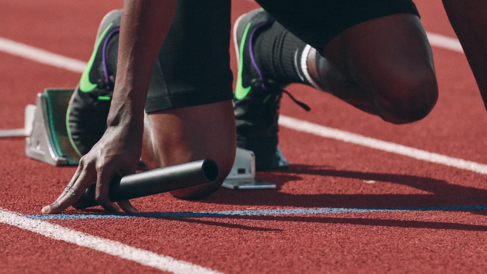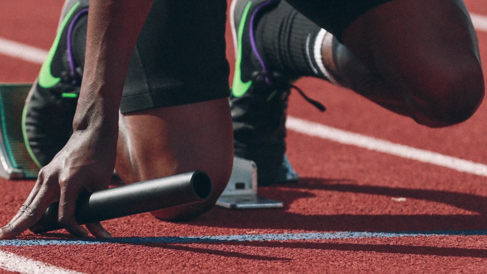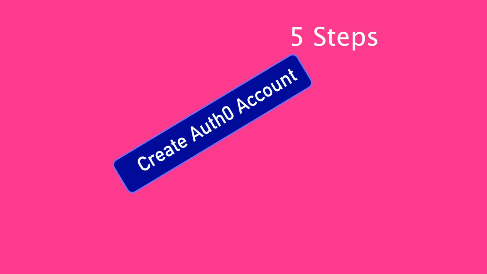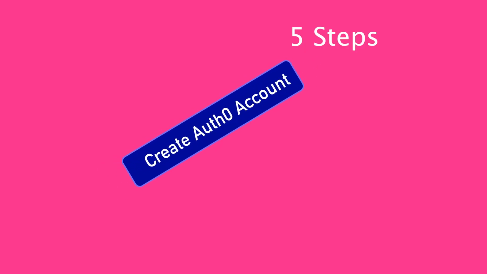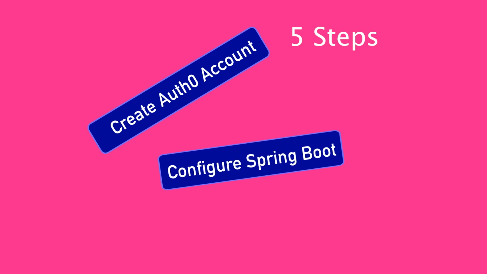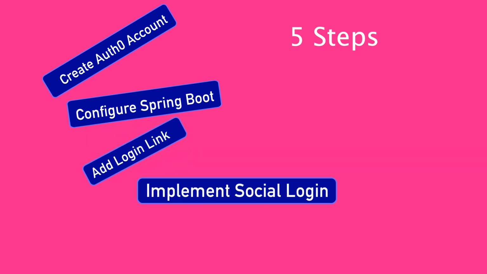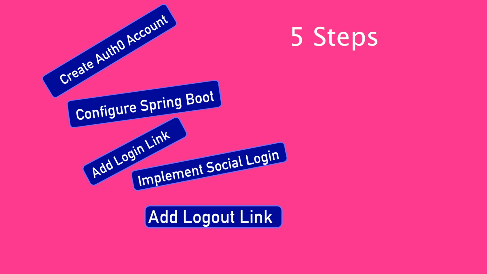Now, ready to add a full-featured login system to your Spring Boot app with Auth0? Here are the 5 simple steps you need to follow. Create an Auth0 account and register for a new application. Configure your Spring Boot app to use Auth0 for authentication. Add a login link to your application. Implement social login and a logout link to your application. That's it. Once you have followed these 5 steps, you will have a fully functional login system in your Spring Boot app. So, without wasting our time, let's dive in.